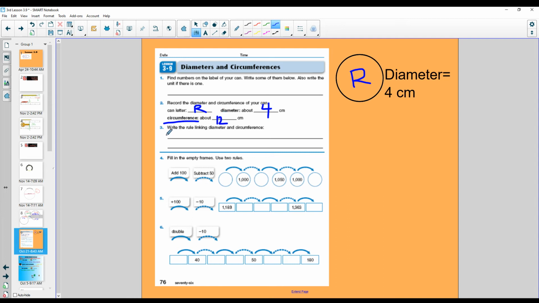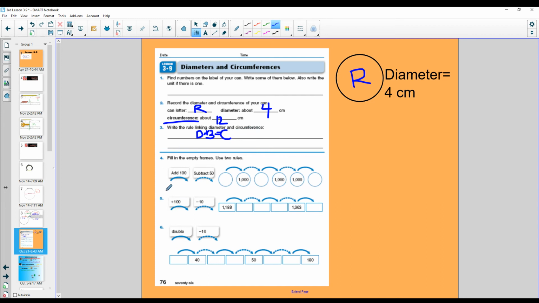And then down here it says, write the rule linking the diameter and the circumference. So diameter, actually it's like times 3 equals the circumference. So if we know the diameter and we add it 3 times, then we get the circumference. So we could write that in our answer.